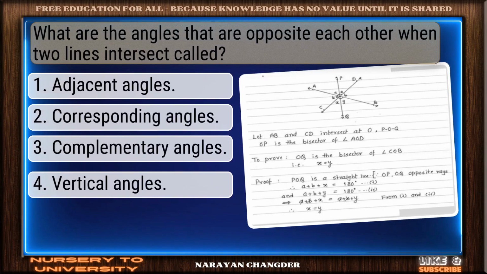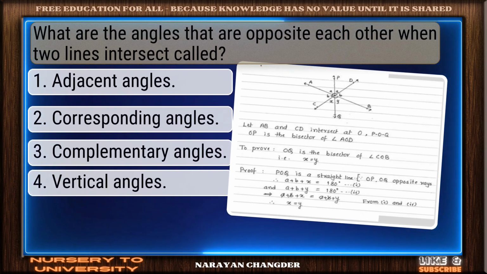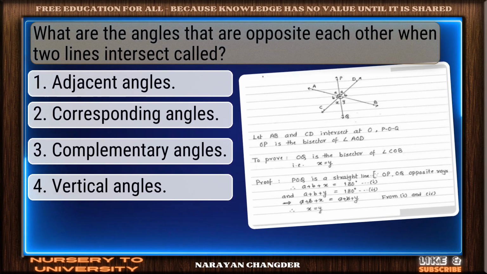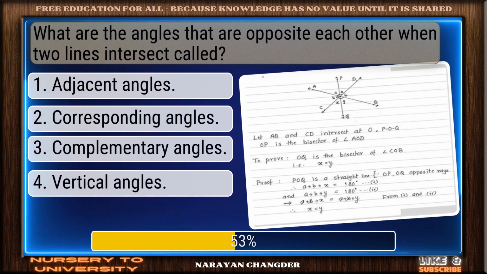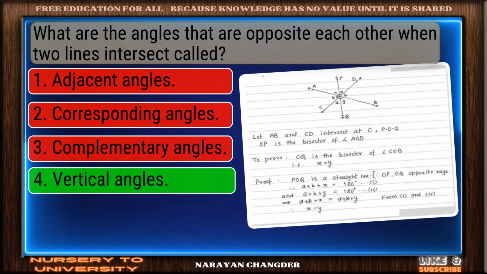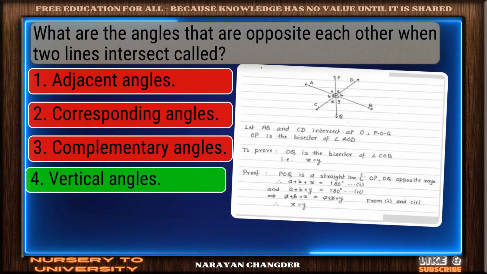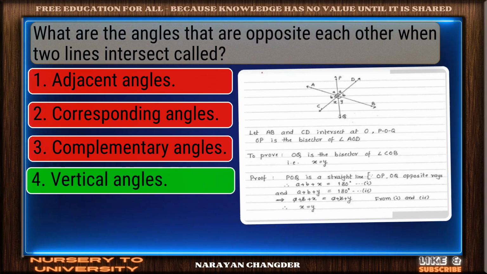Question number 56. What are the angles that are opposite each other when two lines intersect called? Correct response. Vertical angles is the most accurate answer.